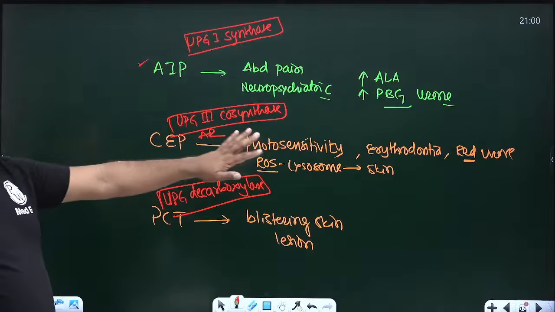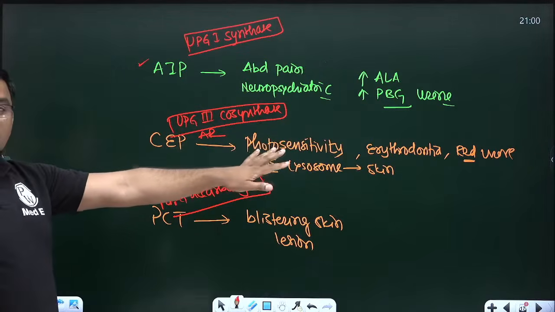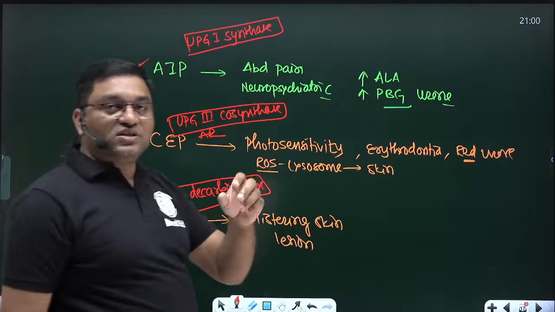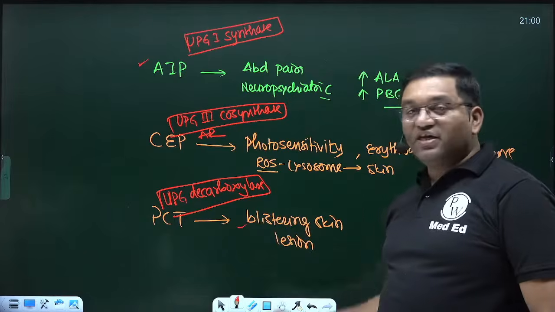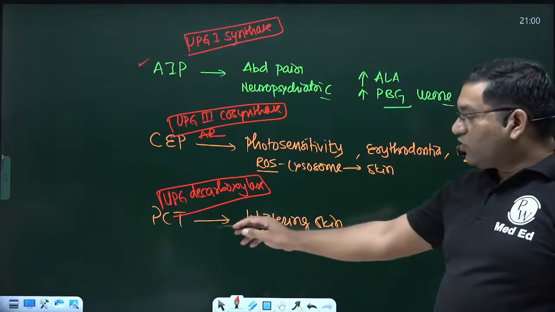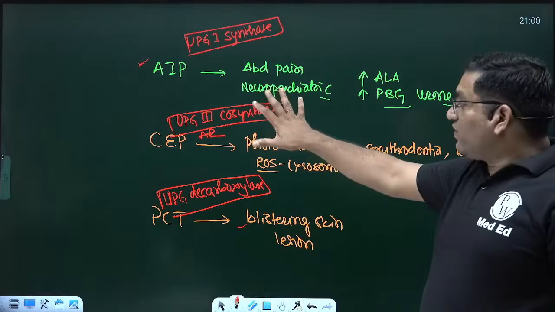When there is ALA and PBG in the urine, it is acute intermittent porphyria. When there is only photosensitivity, red urine or erythrodontia, and small skin lesions, this is congenital erythropoietic porphyria. When there are blistering bullous skin lesions, it is porphyria cutanea tarda. So these are porphyrias.